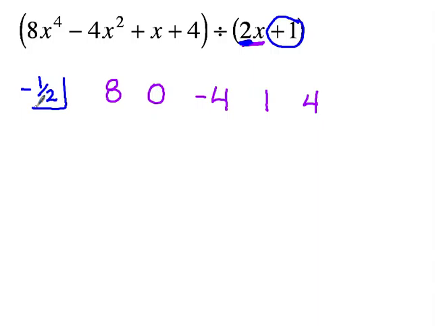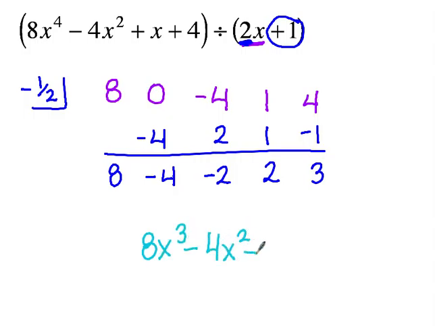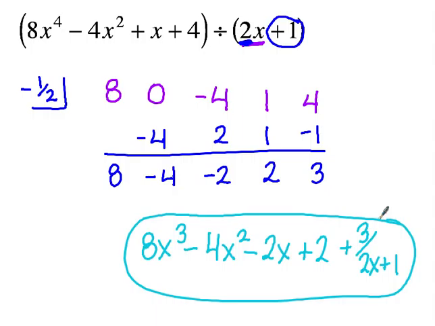Now this is a problem that you could do with long division. With synthetic division you can do it with a little tweaking. So let's go ahead and bring down our 8. What's 8 times negative 1/2? Negative 4. Positive. Yep. 1, 2, negative 1, and 3. Now, what are my coefficients going to be? 8x cubed minus, yep, minus. So now, that's synthetic division.